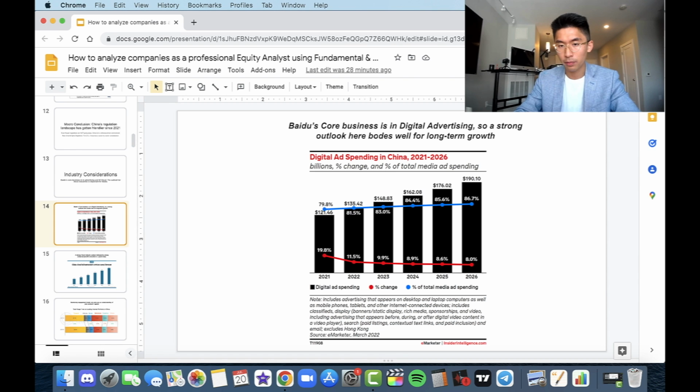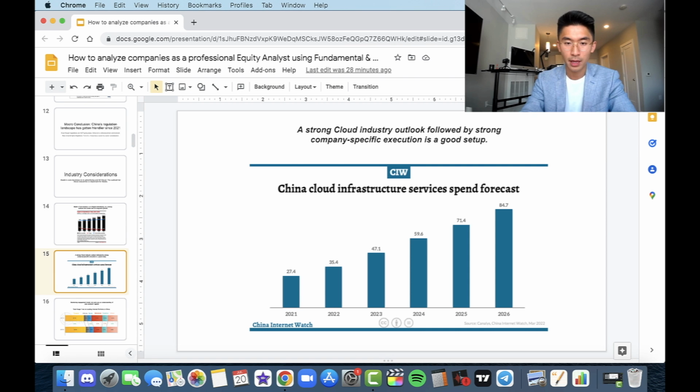So here's an example. Because Baidu's core business is in digital advertising, we want to spend some time understanding what is the aggregate digital ad spend in China over the next several years. This will help you understand whether Baidu's growth prospects will be met with headwinds or be met with tailwinds. And also, because Baidu is in the cloud business, we want to understand what is the cloud outlook for China going forward. Because then if Baidu can follow with a strong company-specific execution, that bodes well for their business segment as well.